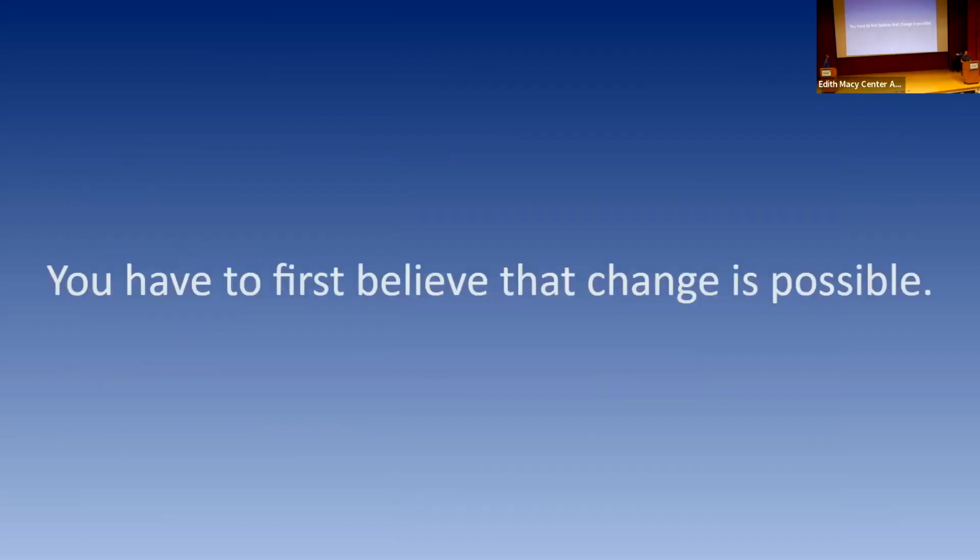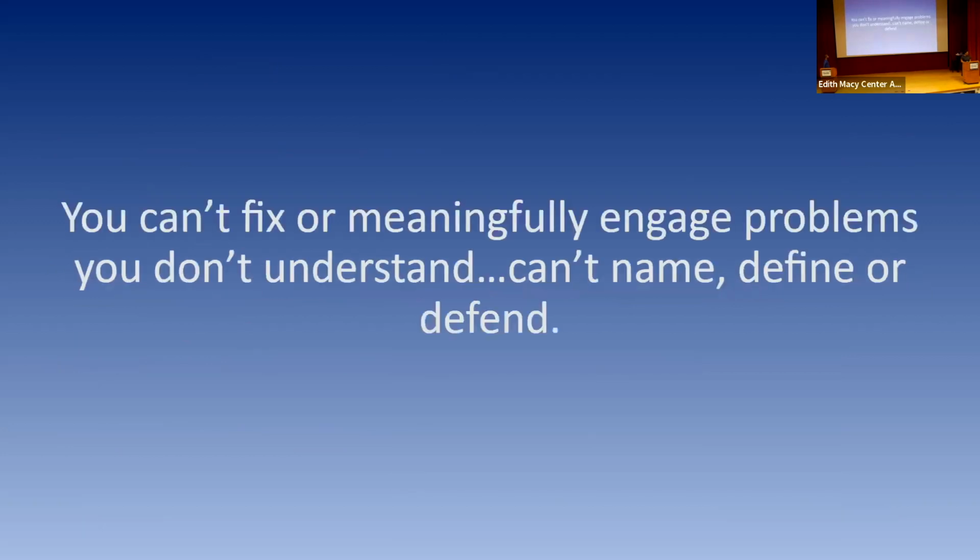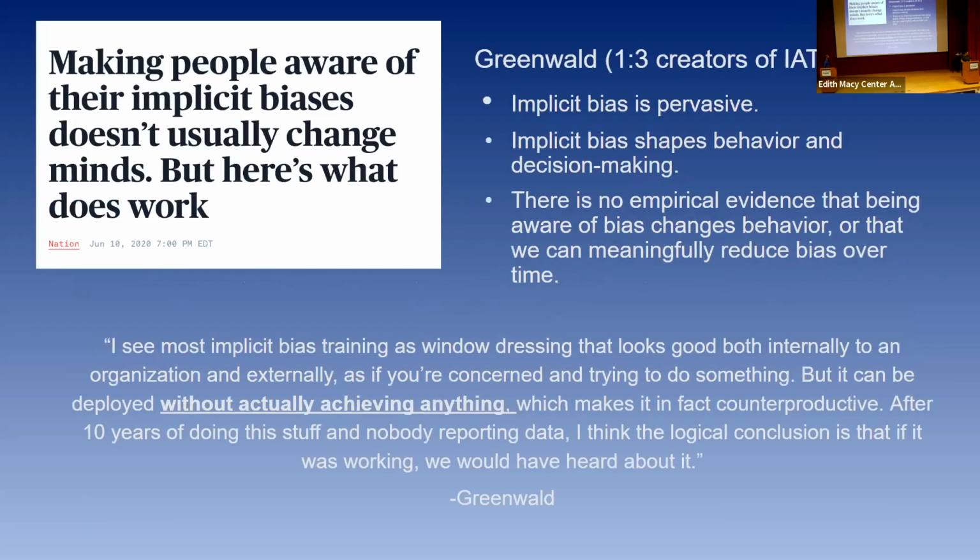So we have to first believe that change is possible. You can't fix or meaningfully engage problems you don't understand, that you aren't willing to name, define, or defend. Implicit bias is not particularly useful as a point of intervention.